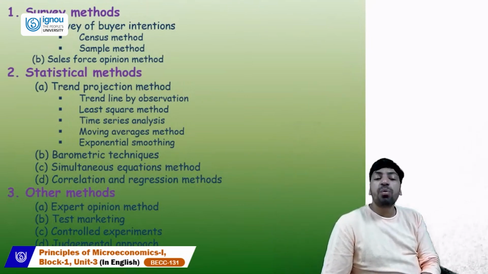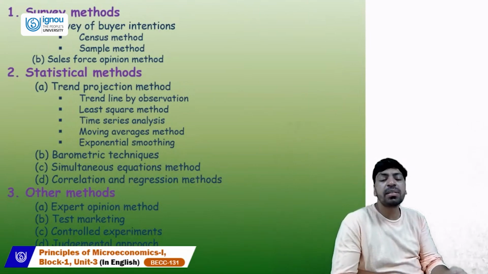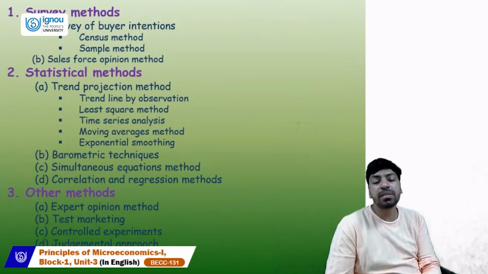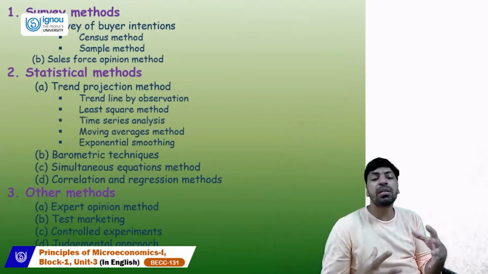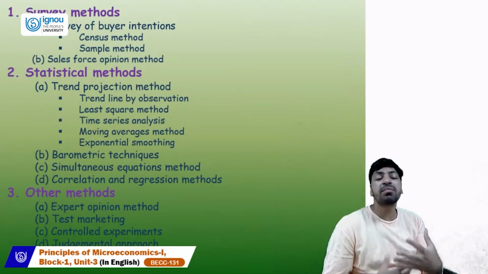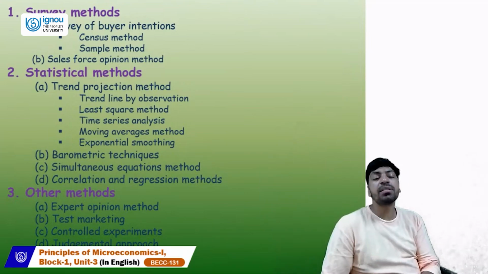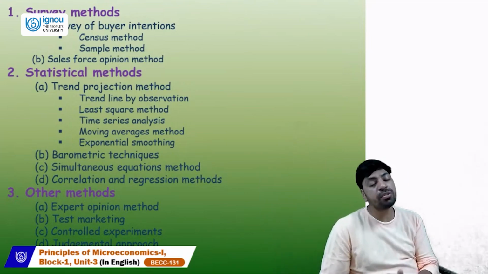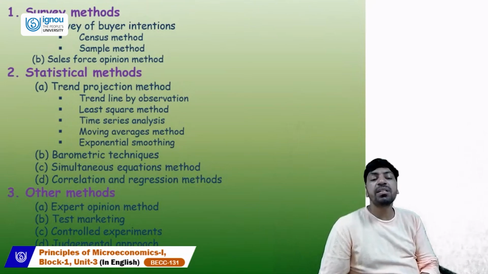Next one is controlled experiments. Controlled experiments refer to testing the product on a very small sample of respondents or participants, and that's called the controlled experiment. Accordingly, if the experiment works, it can be processed into the next steps to launch to the market in a very controlled situation, and that's called the controlled experiment. Next one is judgmental approach.